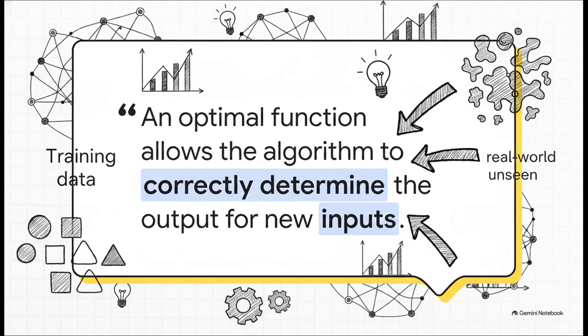But here's the thing. The ultimate goal isn't just to perfectly memorize the training data. We need the model to actually generalize. An optimal system takes all of its rigorous mathematical training and successfully applies it to messy, unexpected, unseen inputs in the real world. Honestly, that's the true test of machine intelligence.